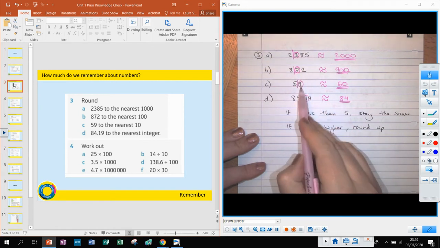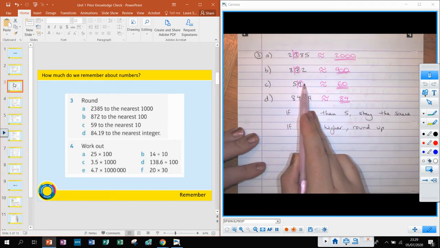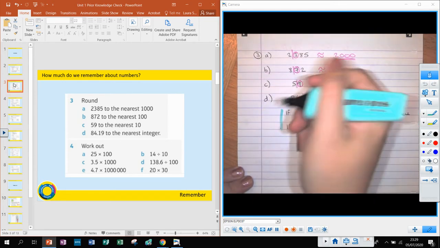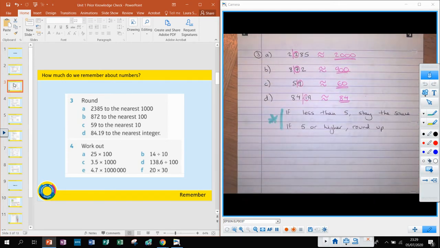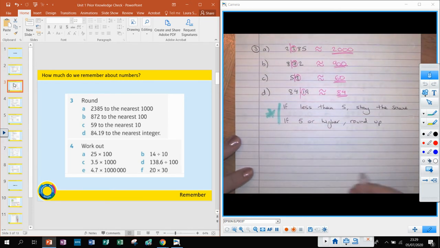Okay, and that's what happened in these two. The 7 was 5 or higher, so we made it 900. The 9 was 5 or higher, so we made it 60. Those two little rules should really help you with your rounding. So please write those down. You can pause the video if you need to, and then press play again, okay?